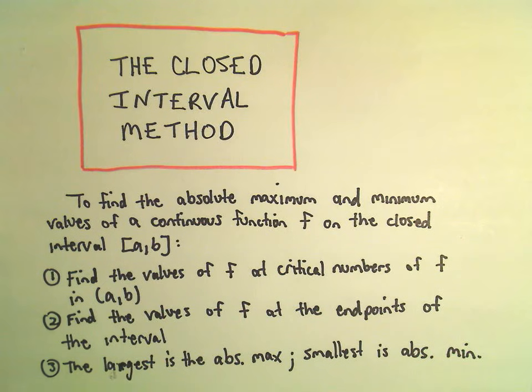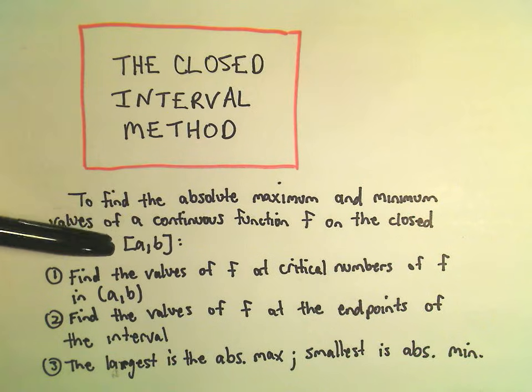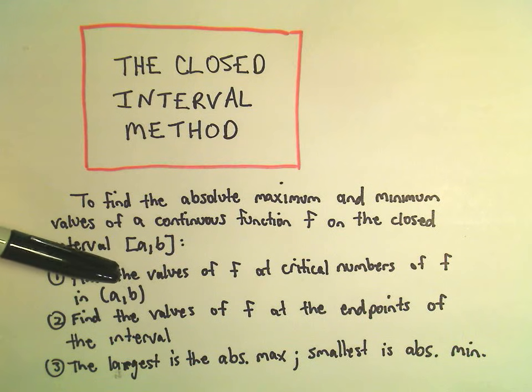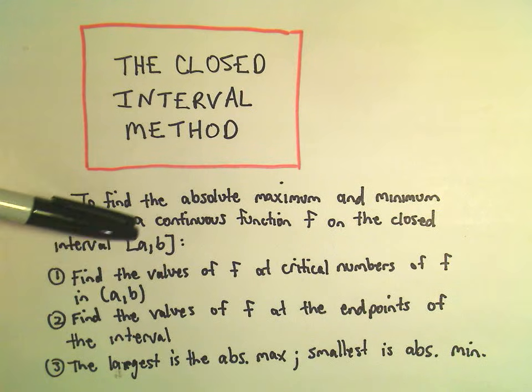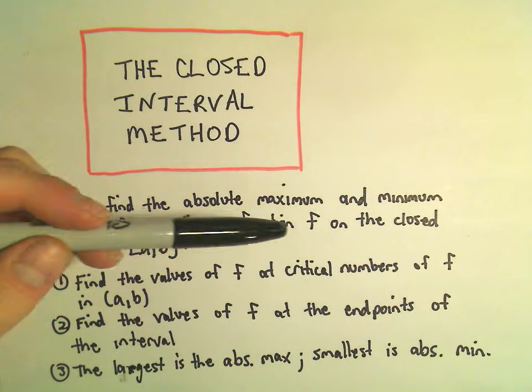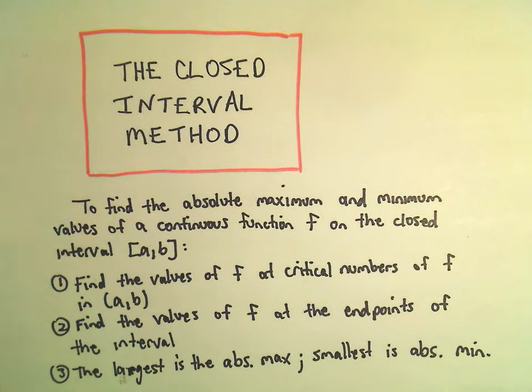Alright, in this video I want to talk about the closed interval method, which is simply a way of finding absolute maximums and minimums of continuous functions on a closed interval. And what we do is we simply find the critical numbers that fall within our interval, and then we take those numbers along with the endpoints and we plug them back into the original function. The biggest is the absolute max, the smallest is the absolute min.